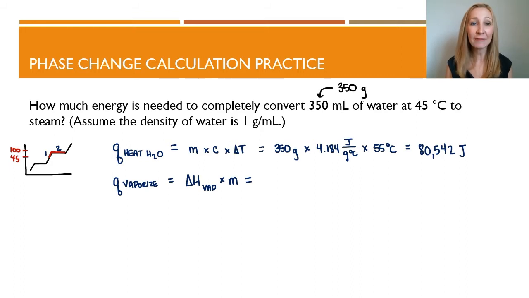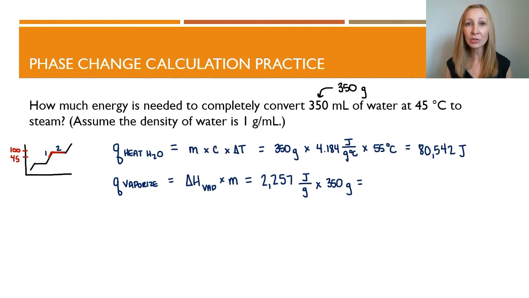So the heat of vaporization for water is really large. It's 2,257 joules per gram. It takes a lot of energy to get that water to turn into steam. And I have 350 grams here. So if I multiply the two numbers together, I get 789,950 joules. That's a lot of energy it takes to convert that water to steam.